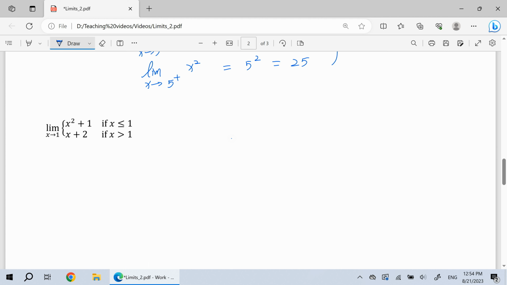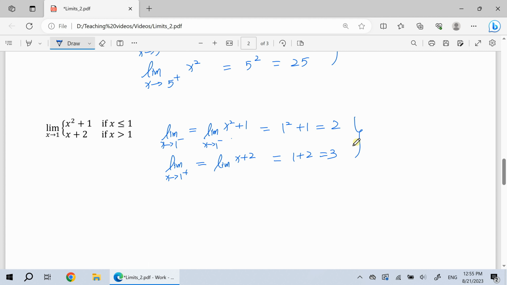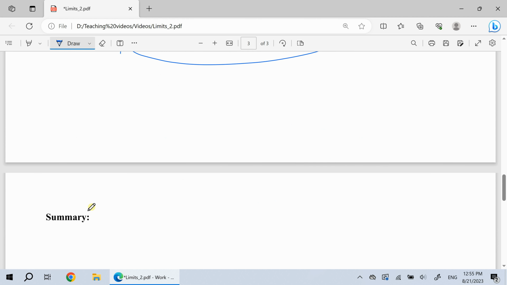The next one, x is approaching 1 from the left side. We have to choose this, the top function, so it is x squared plus 1. So we get 2. The right-sided limit, we choose x plus 1, which is 1 plus 2, is 3. Since the left and right sides are not approaching the same spot, this limit DNE, does not exist. Once again, we will do the summary in the next video.